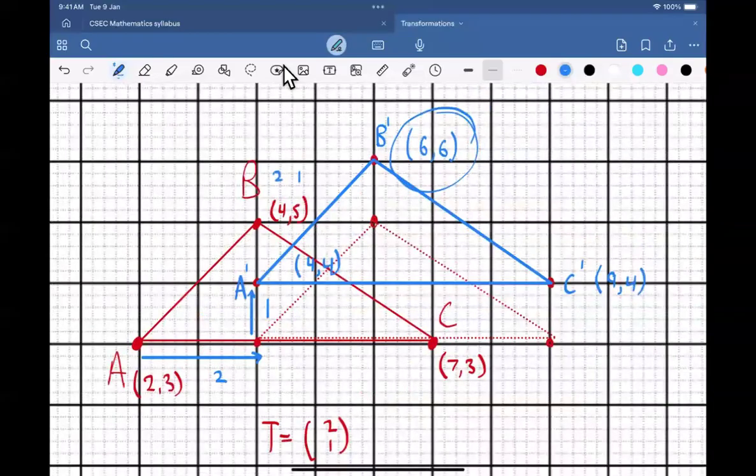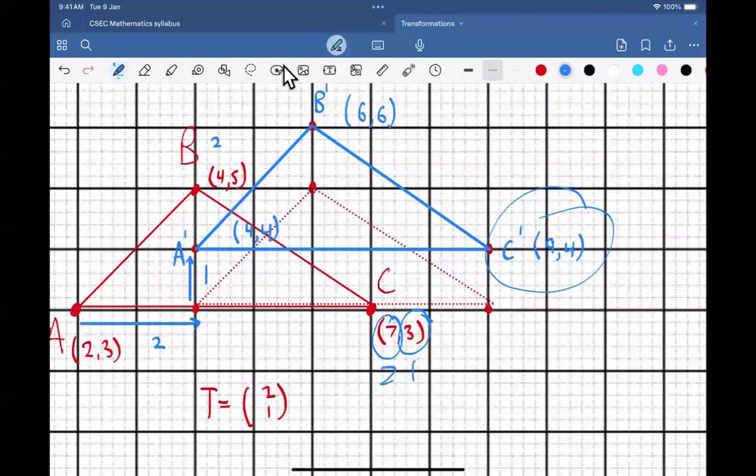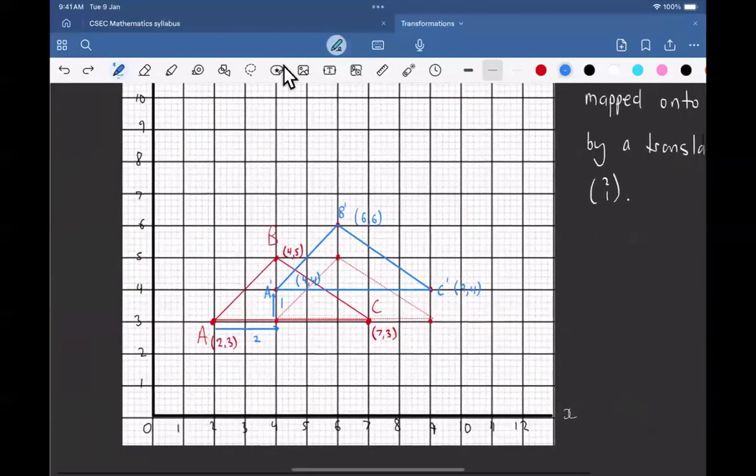6 and 6. Right? And lastly, for C I have 7 comma 3. Right? 7 comma 3. If I add 2 and 1 to that, what will I end up with? 9 and 4. 9 and 4. So you notice the pattern, right? All you're doing is adding the translation to your object point. That is all.